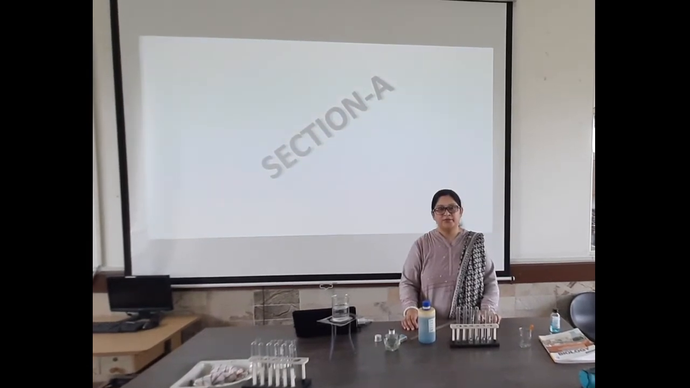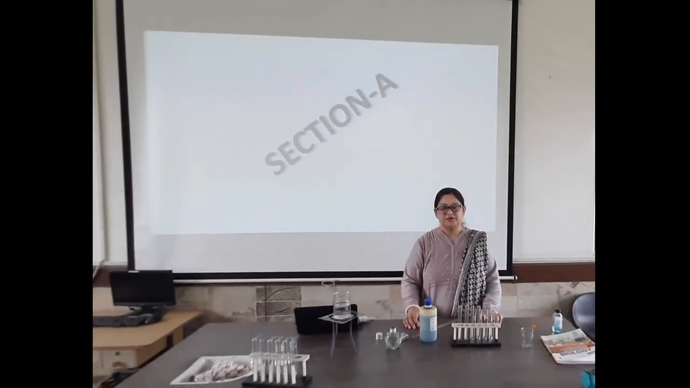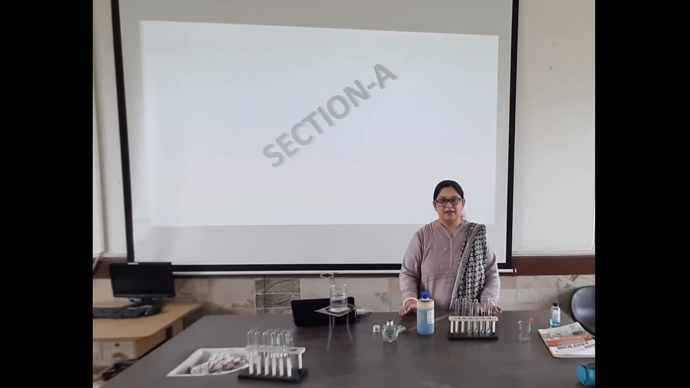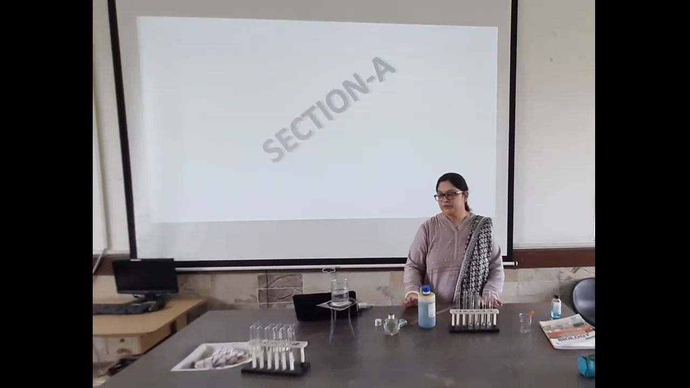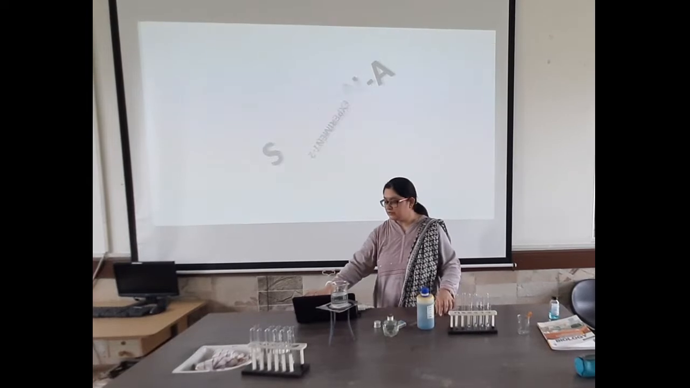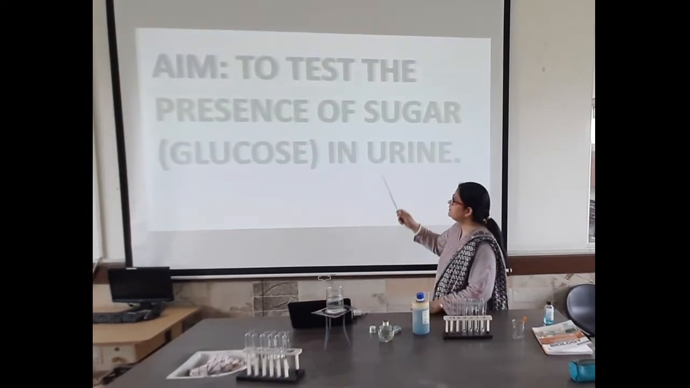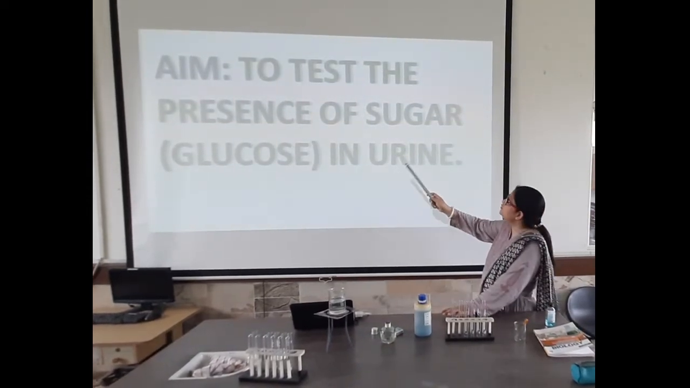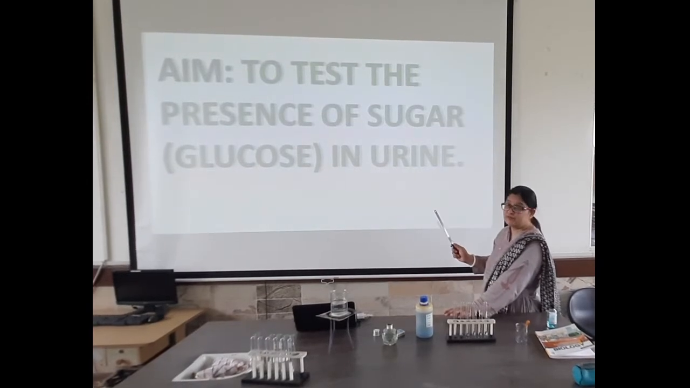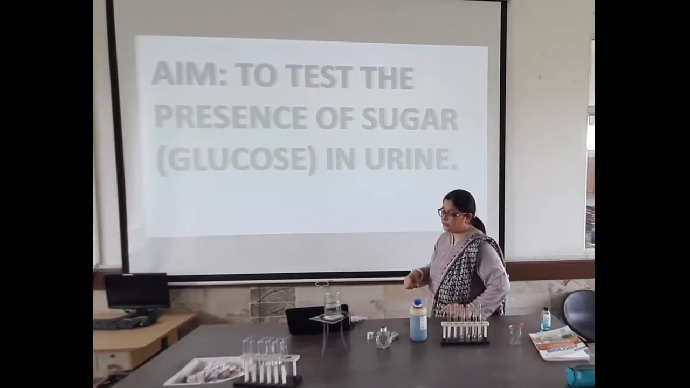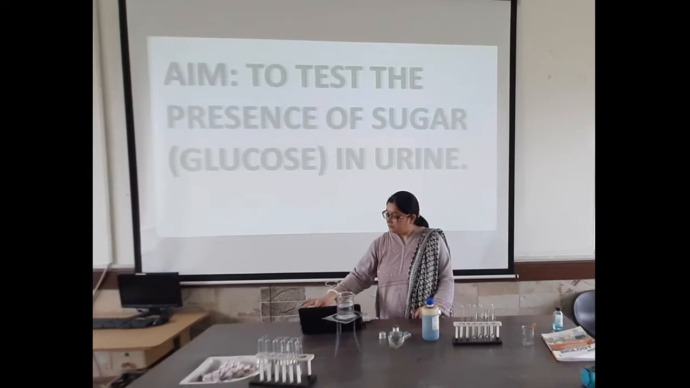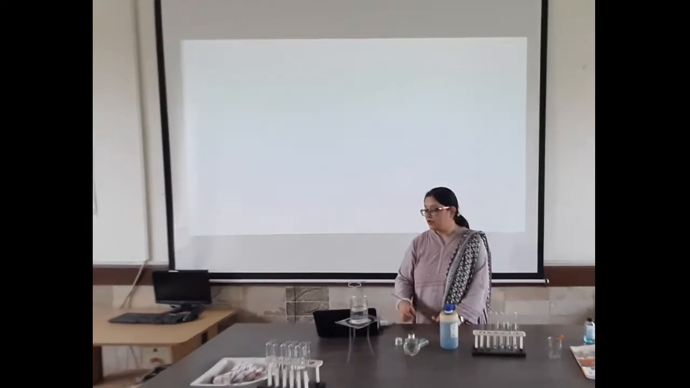We are going to perform an experiment, which is section A, experiment number 2. So what is the aim of the experiment? The aim of the experiment is to test the presence of sugar, more specifically glucose, in urine. So here we are going to test urine, whether glucose is present or not present.